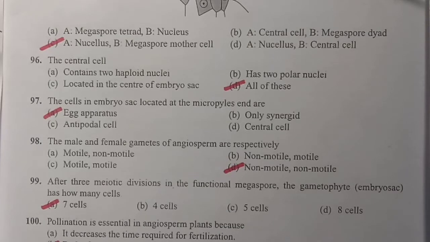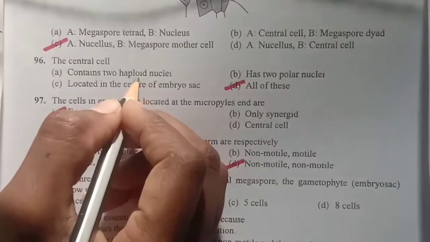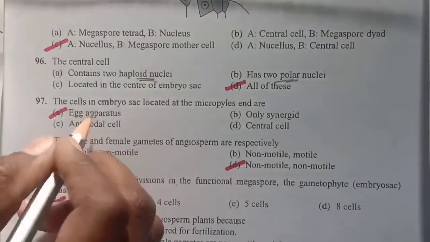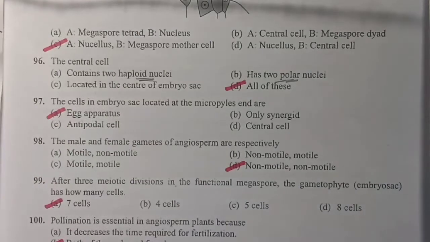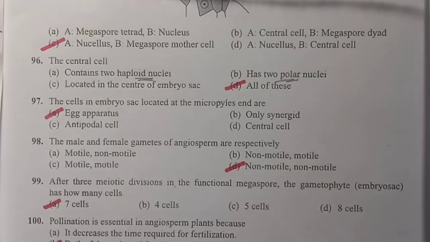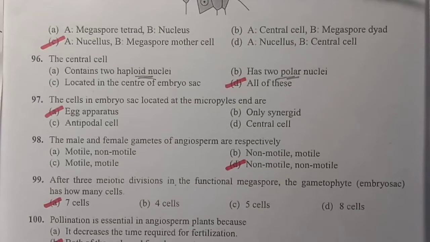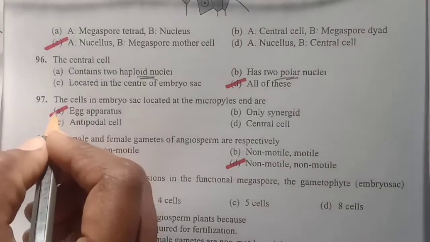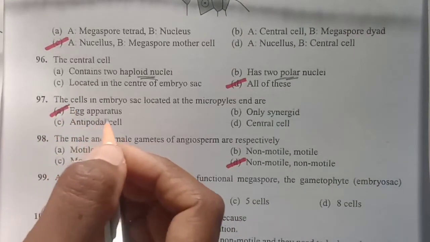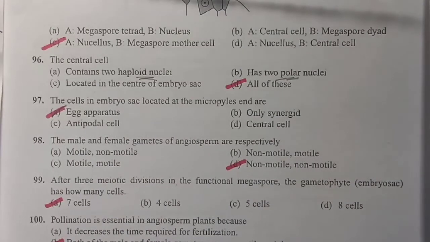And next question, the central cell. What does the central cell contain? Already I told you, the central cell comprises 2 haploid nuclei called polar nuclei, located in the center of the embryo sac. In the embryo sac, the central part is called the central cell, which usually contains 2 polar nuclei. And next question, the cells in the embryo sac located at the micropylar end are the egg apparatus. The cells present at the micropylar end are called the egg apparatus. If they are present at the chalazal end, they are called antipodals.